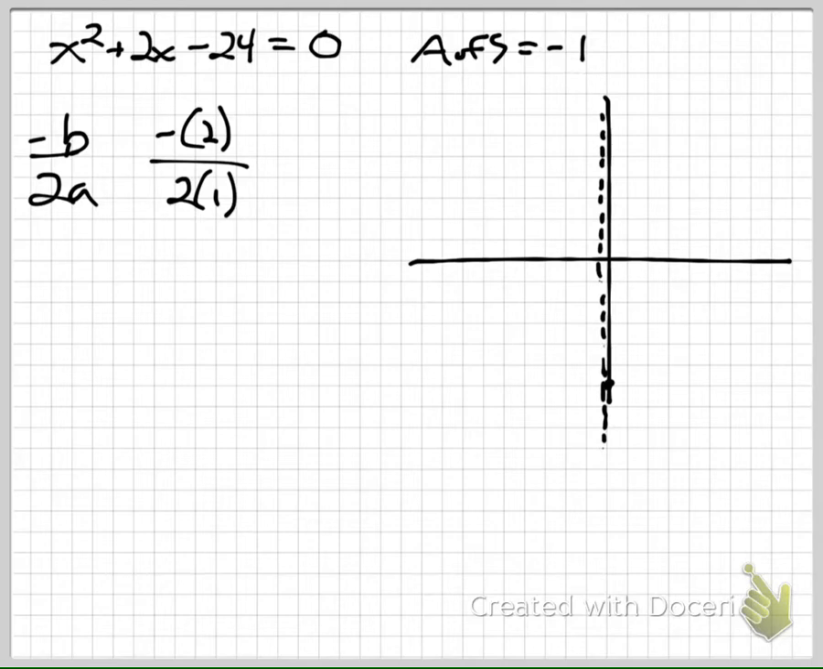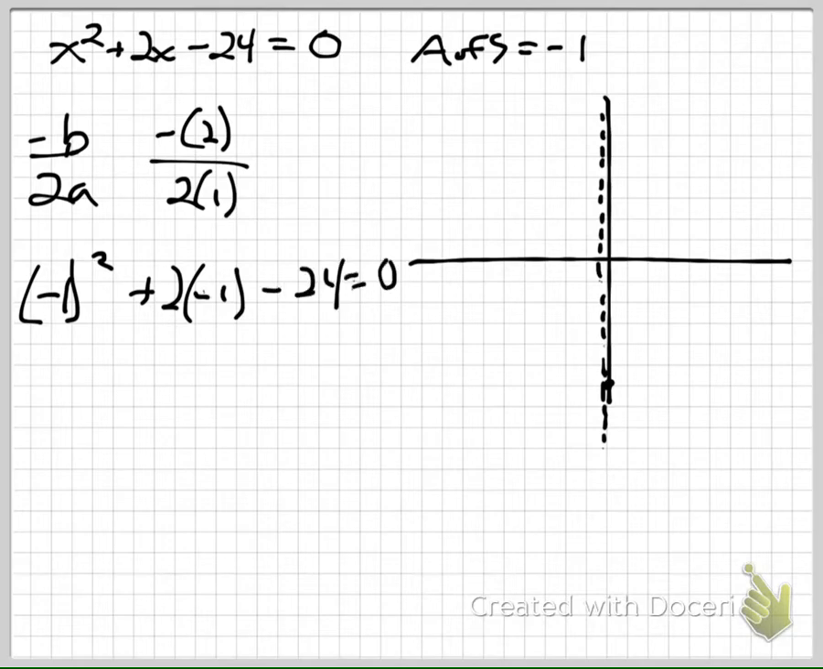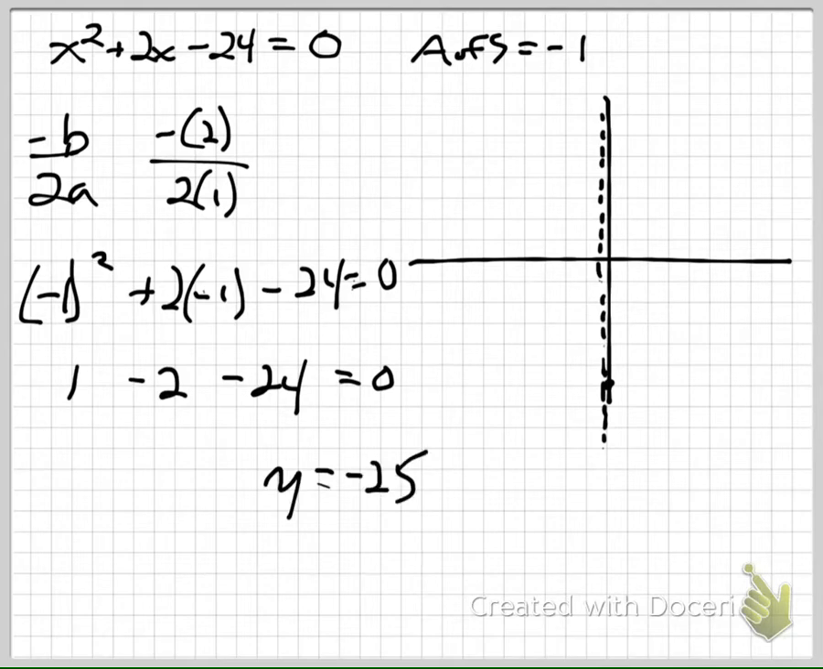Now that I know the axis of symmetry is negative 1, I plug that into the formula so that I can find what? The vertex. When x is negative 1, what's y? So I plug in negative 1. Negative 1 squared plus 2 times negative 1 minus 24. Negative 1 squared is 1, minus 2, minus 24. 1 minus 2 is negative 1. Negative 1 minus 24 is negative 25. So y equals negative 25. That means that the vertex is at negative 1, negative 25.